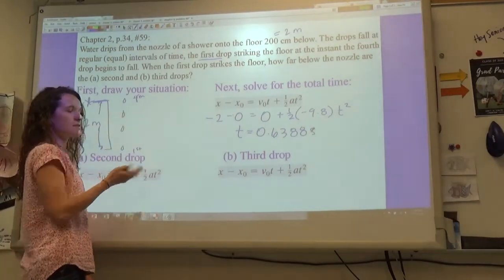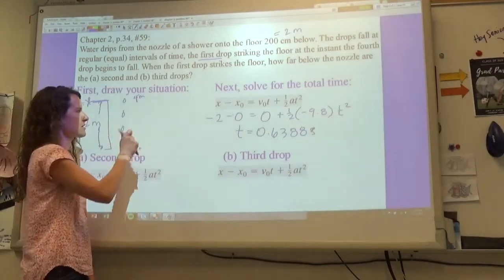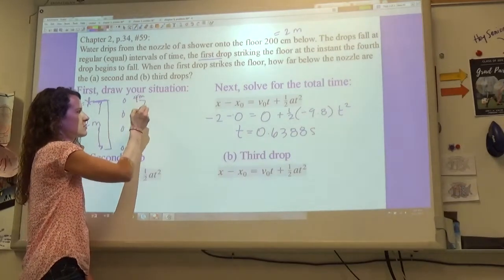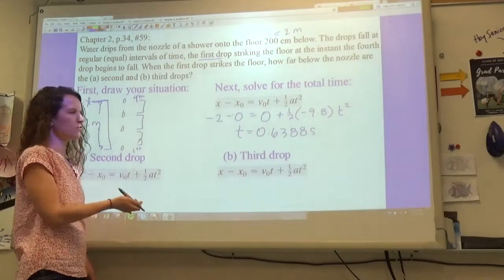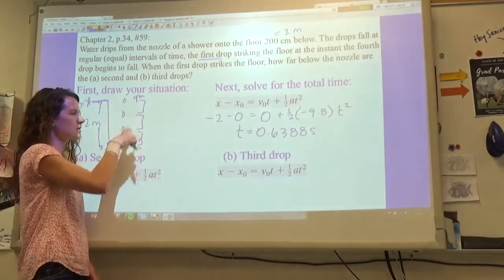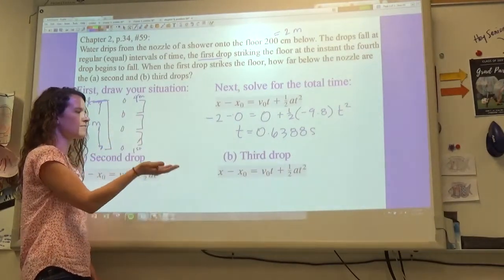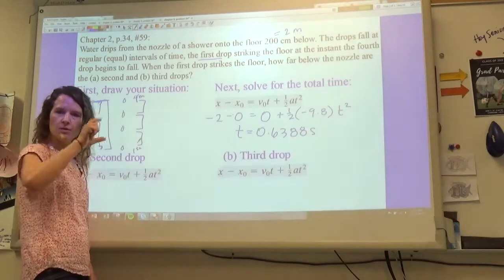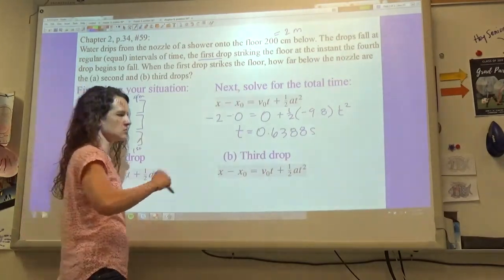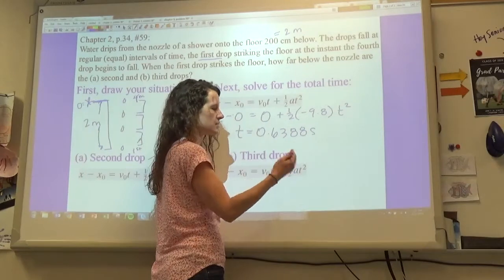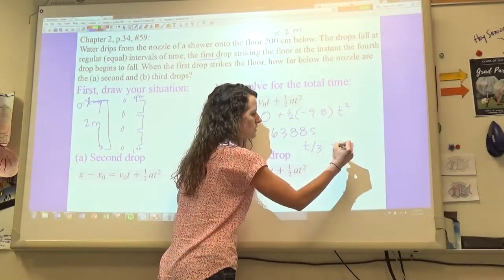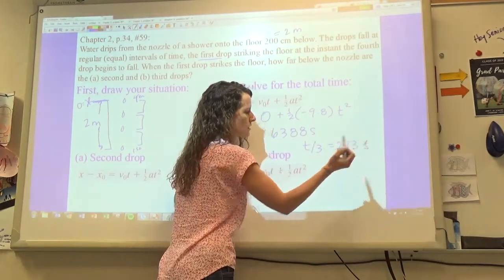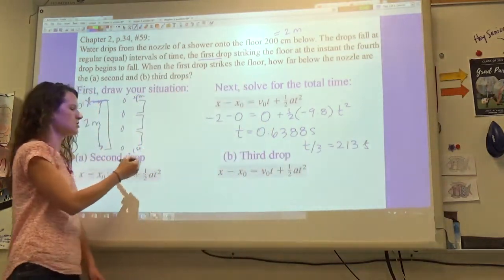Now, it's fortunate for us that we have this picture so we can figure out exactly the different time intervals, because I noticed that there's 1, 2, 3 time intervals between these 4 drops, which means since they're equal time intervals, I could just simply divide by 3 to figure out how much time each of those drops are going to take. So t divided by 3 here will equal 0.213 seconds, and so that's how much time is in between each of these drops.